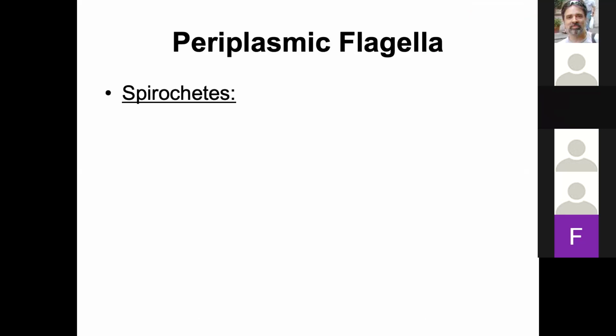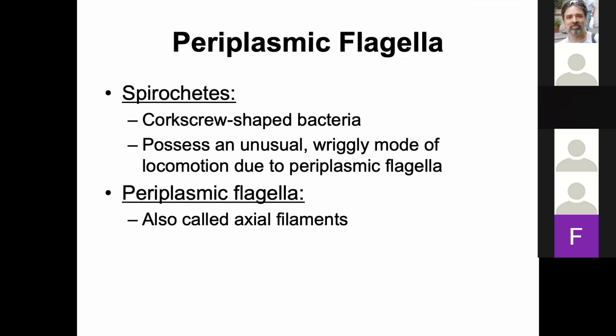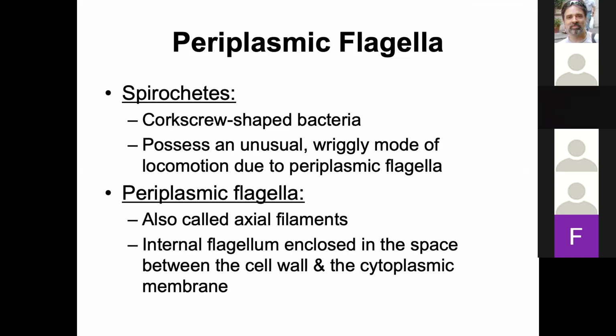Now, periplasmic flagella are seen in spirochetes, which are shaped like little springs, and they spin, either clockwise or counterclockwise, because of these flagella in what's known as the periplasmic space, which is between the cell membrane and the cell wall. They're also known as axial filaments, and they allow these springs to twirl on their long axis and move either towards or away from a chemical gradient. So here's a look at how the periplasmic flagella operate.